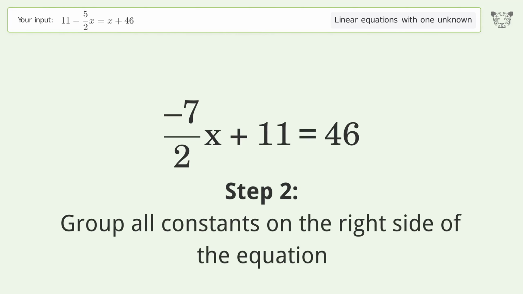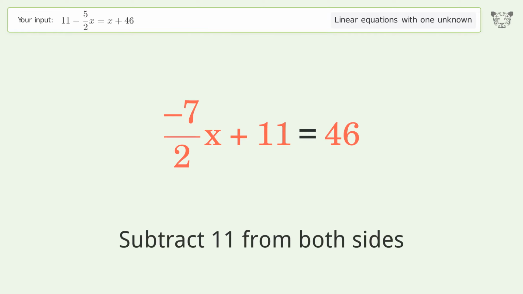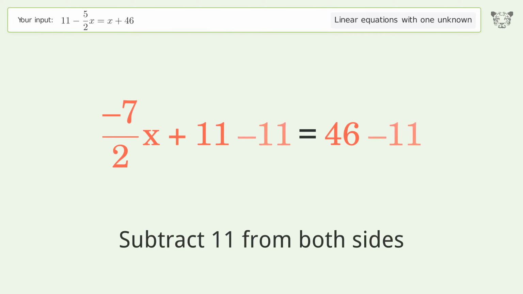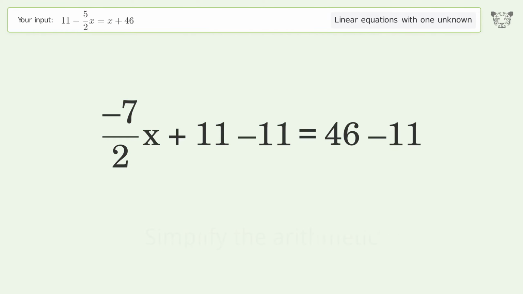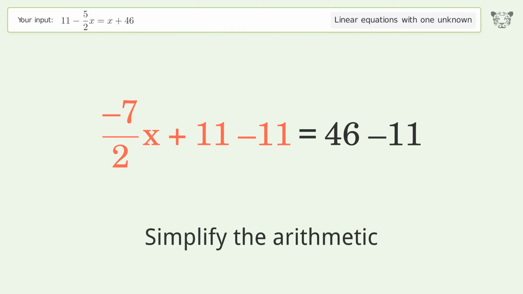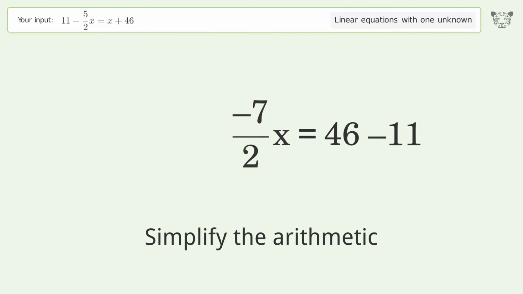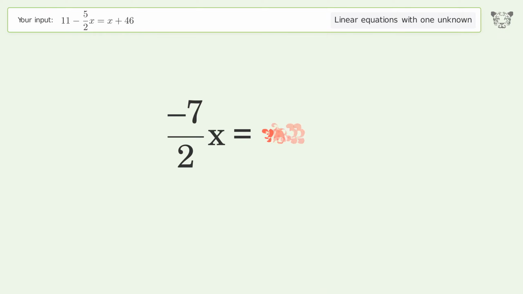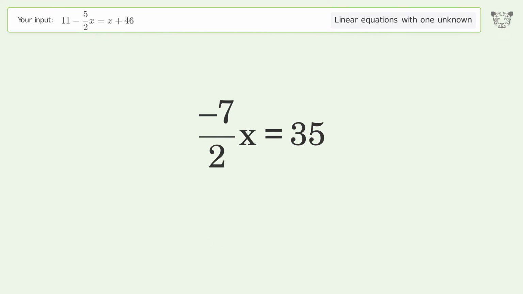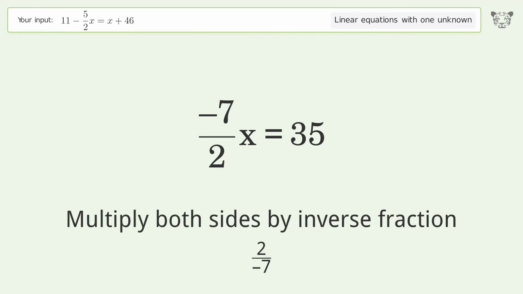Group all constants on the right side of the equation. Subtract 11 from both sides. Simplify the arithmetic. Isolate the x. Multiply both sides by inverse fraction 2 over -7.